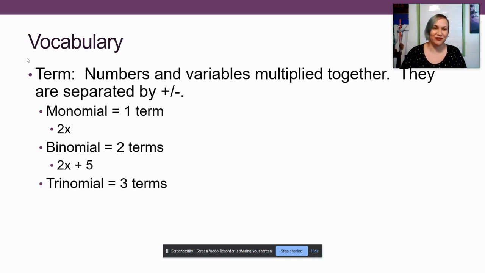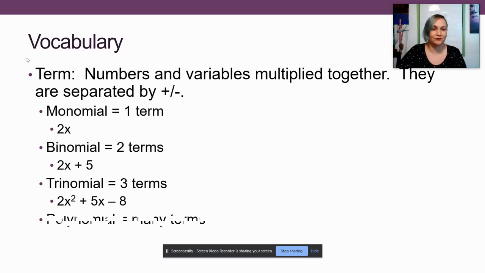If something has three terms, it's called a trinomial. This time it would have two adding or subtracting signs, or a mixture of both. Here's an example of a trinomial: 2x squared plus 5x minus 8. The plus and the minus is what separates out the terms.